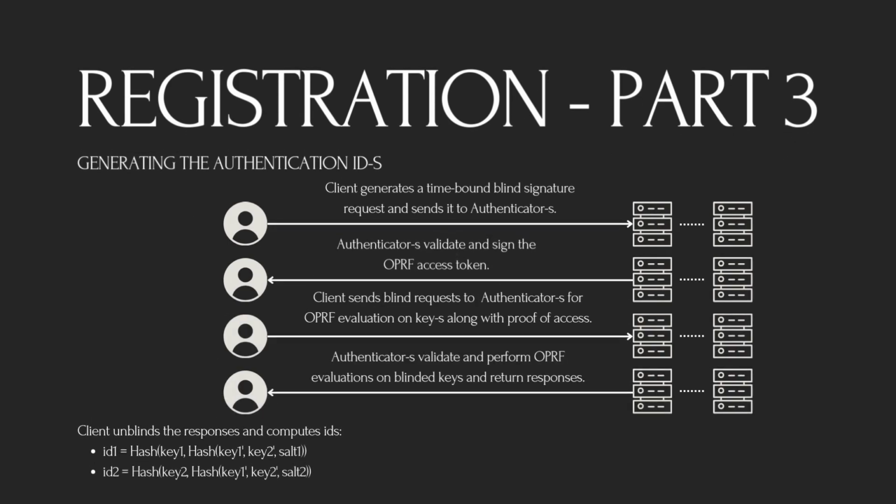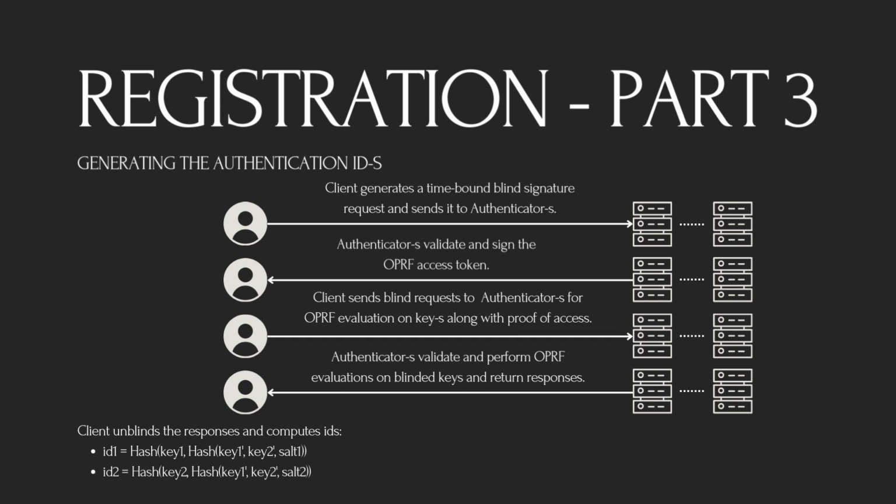Next up, we proceed to generating authentication identities. The client generates a time-bound blind signature request with the scope set to evaluate OPRF and sends it separately to each authenticator. Each authenticator verifies the time binding and scope, blind signs the OPRF access token, and sends back the blind OPRF access token along with its verification key to the client. The verification key is also sent to the global database so that it is visible to other authenticators.